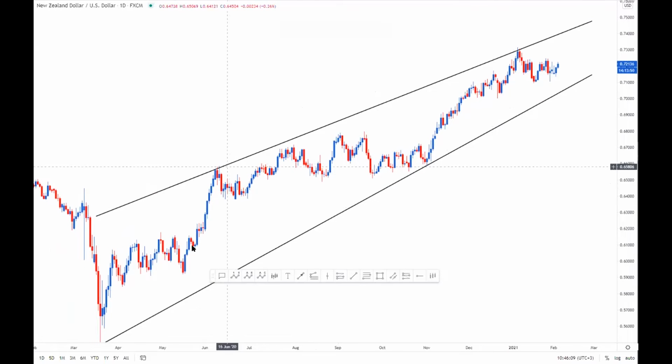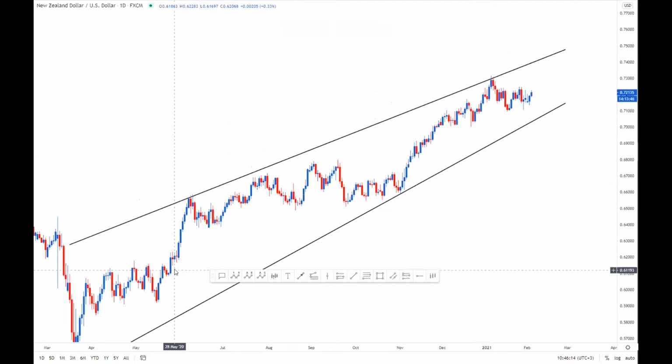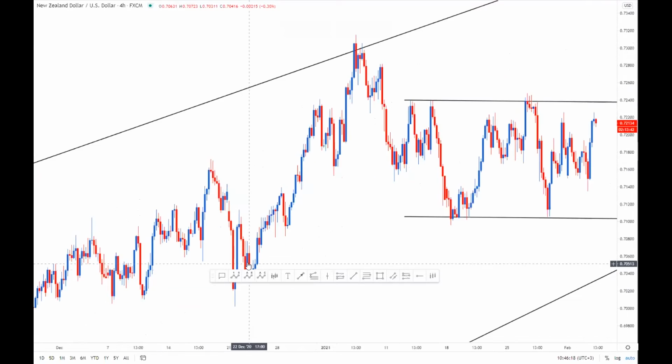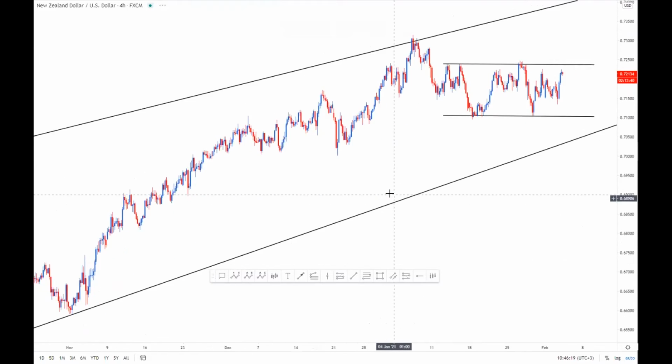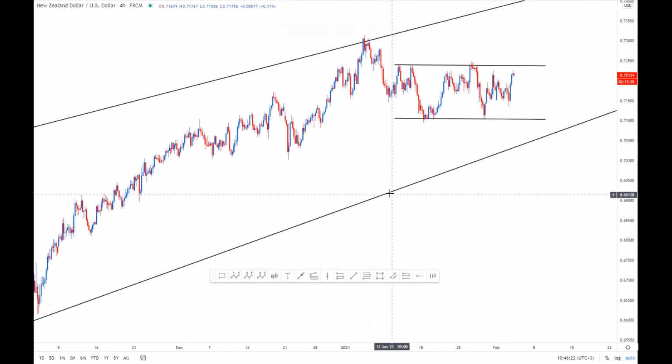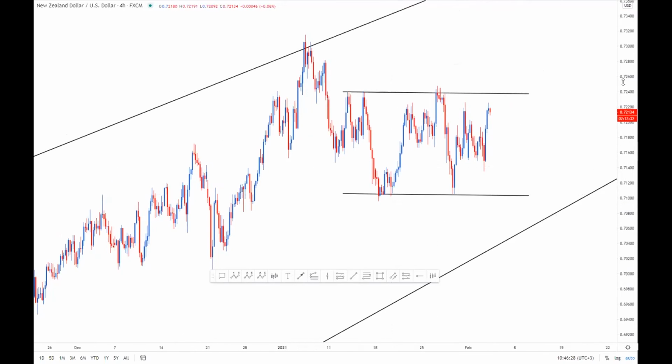So that wedge-like pattern we've seen on Aussie dollar, this is the same thing that we're seeing on New Zealand dollar. And it's sometimes nice to look at these pairs because you can see which one offers a better pattern formation. So if you follow patterns, you can look at Aussie dollar, see if it's offering a good pattern, or New Zealand dollar, and then know which pair to trade.